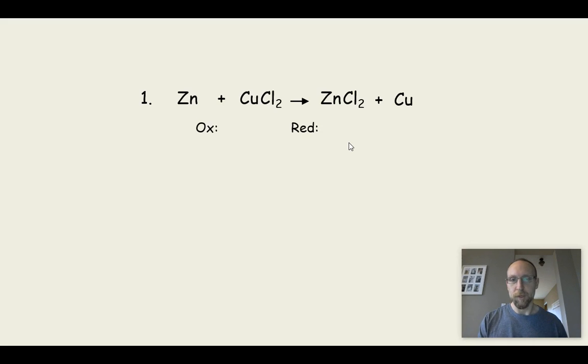So step 1. Assign oxidation states. Remember, put your zeros in right away. So who's all alone? Zinc and copper. Let's give them zeros. So now for CuCl2 and ZnCl2.